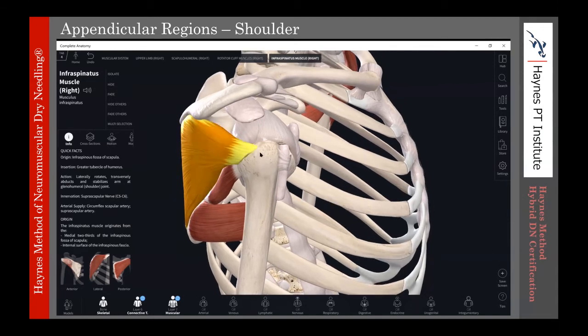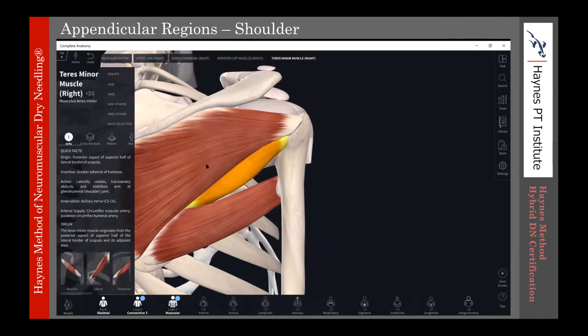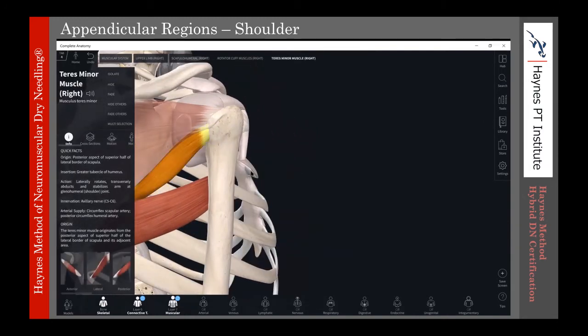So the function of the rotator cuff itself can be considered the rotation, but the true purpose of the rotator cuff is to provide stability of the head of the humerus in the glenoid cavity itself. So infraspinatus will drop in to look at teres minor. Let me fade that. So teres minor, come out.